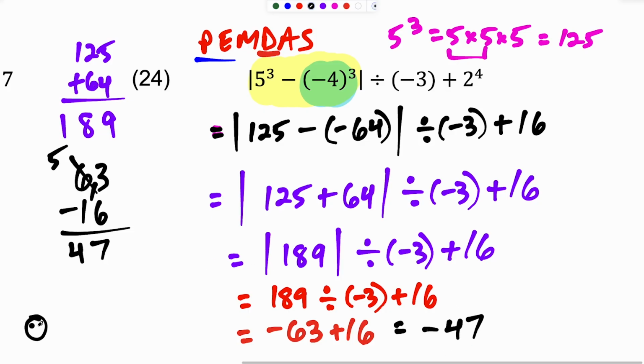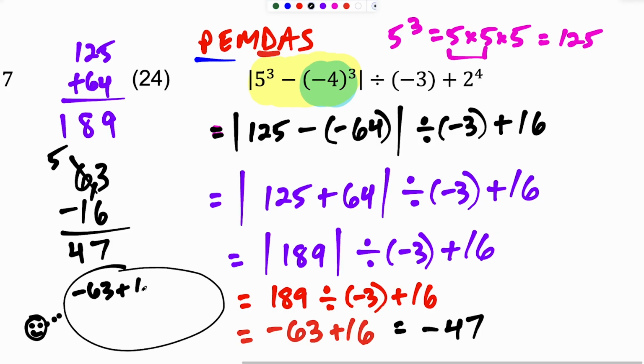Once again, the thought process here, if we really want to see the technique, is when we do -63 plus 16, that's the same thing as saying -1 times, in parentheses, 63 minus 16.